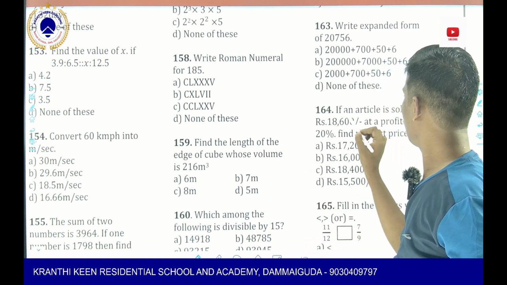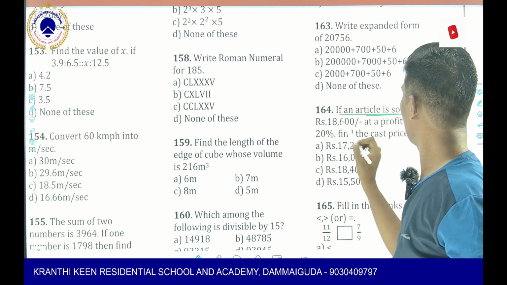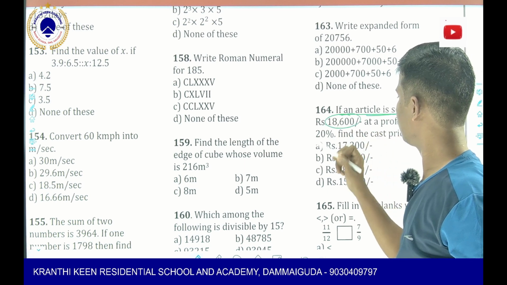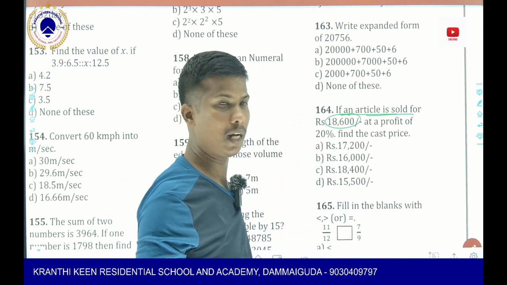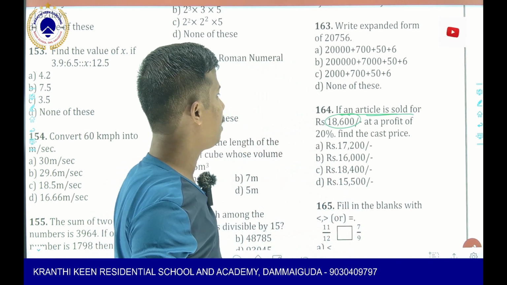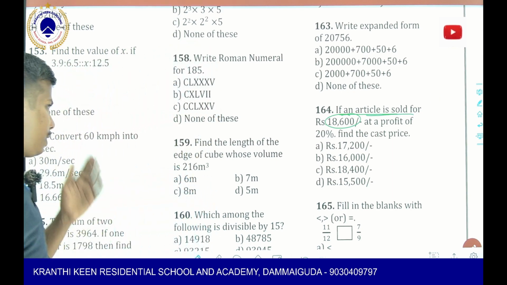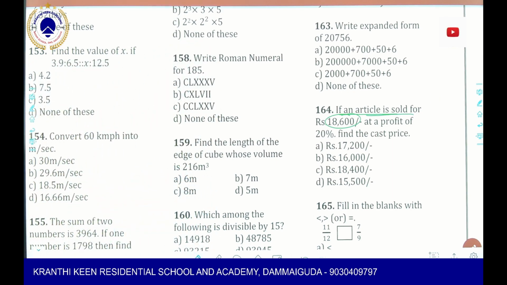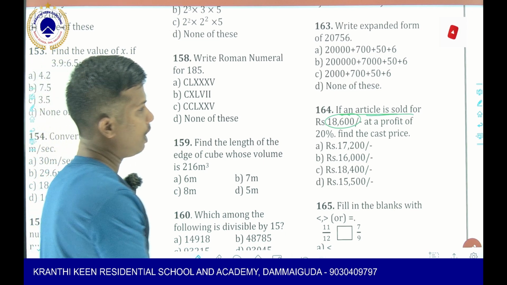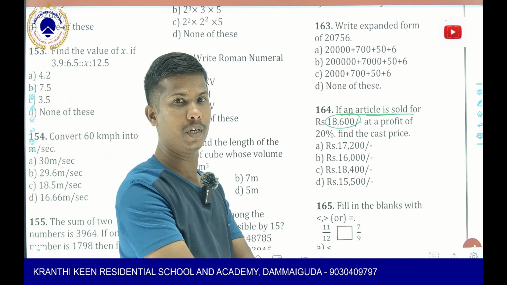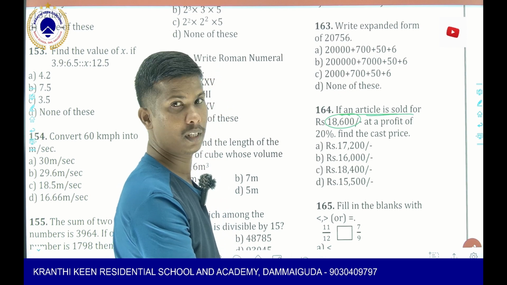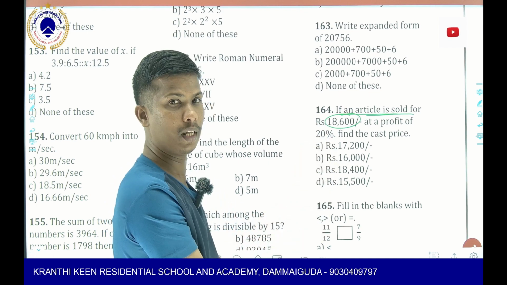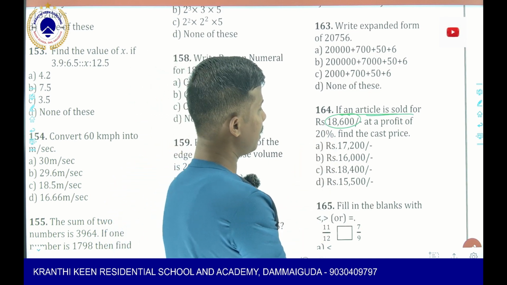Question number 164. An article is already sold for rupees 1860 at a profit of 20%. That means he has already sold it for 1860, and in that only 20% profit is included. You have to find the cost price. That means this is 120%, and you have to find the 100%. How can you find that?